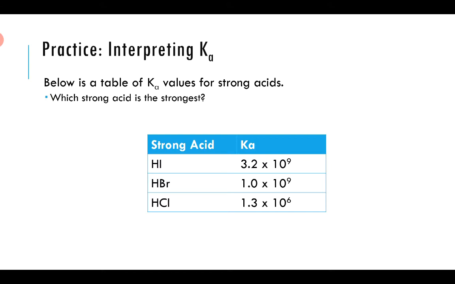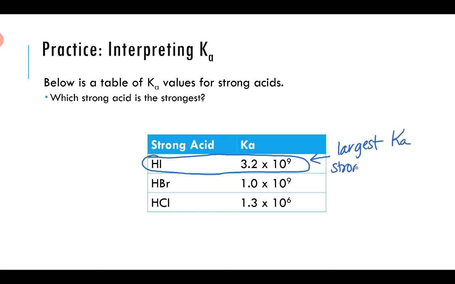So let's practice interpreting our value of K. Below is a table of Ka values for strong acids. Which acid is the strongest strong acid? Go ahead and pause the video and decide for yourself. Okay. Did you select HI? If so, you are correct. HI is the strongest acid. This is the largest K, which means it's the strongest acid.